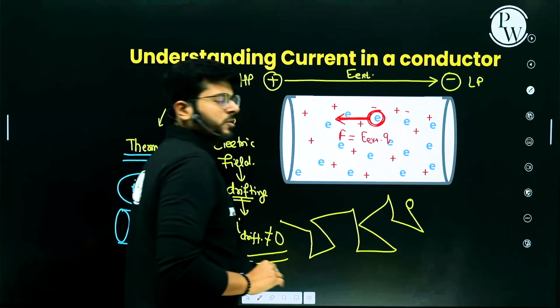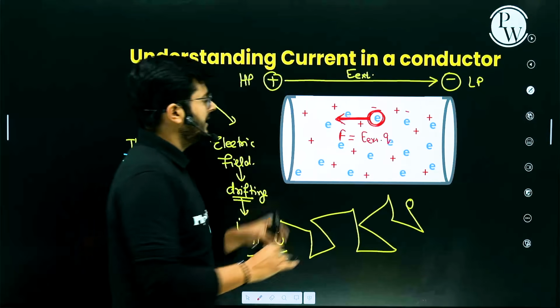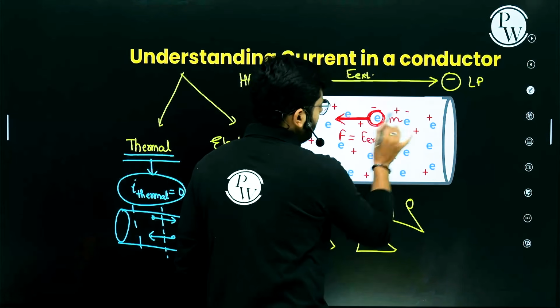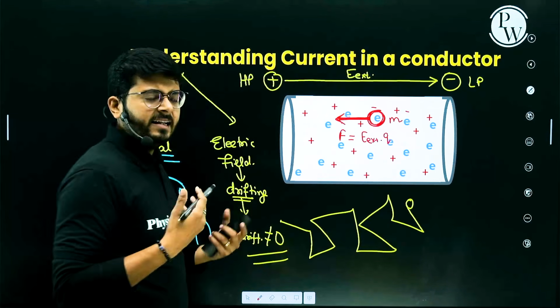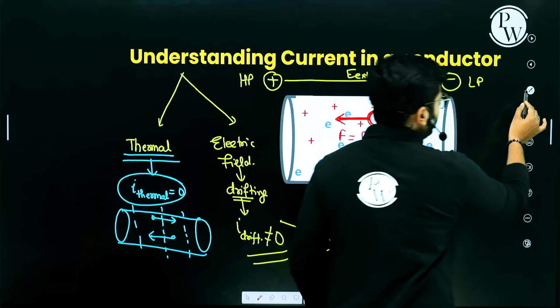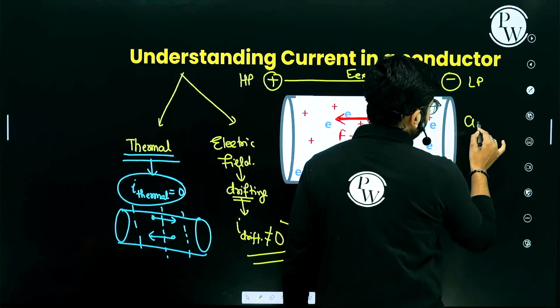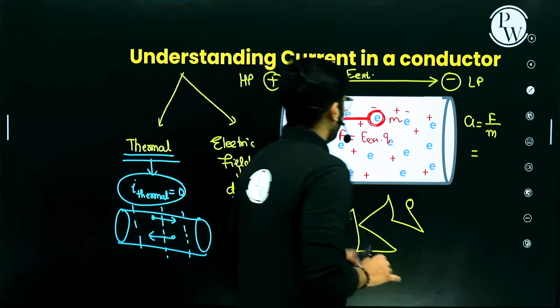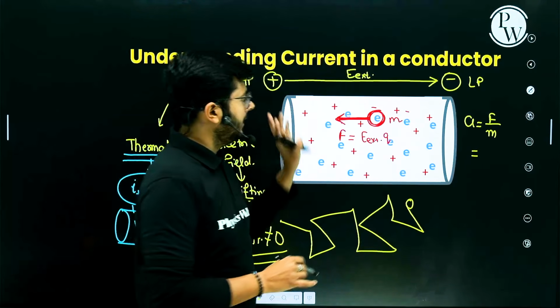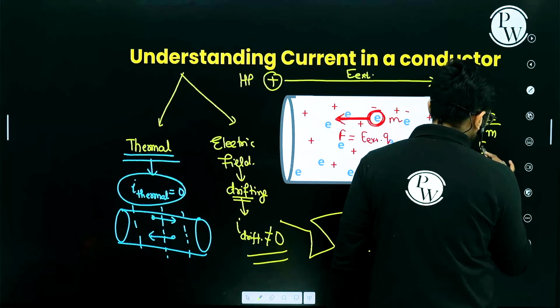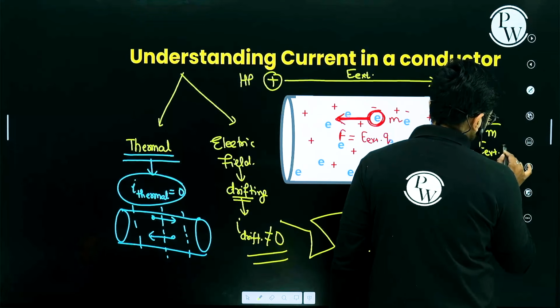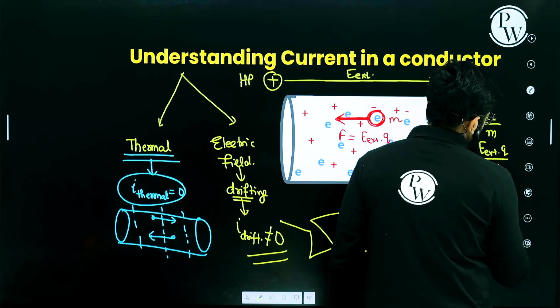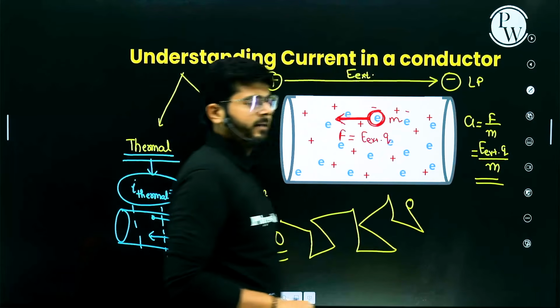Yes or no? This much force is applied, and the mass of the electron is m. So what will happen? It will get an acceleration, right? It will be accelerated. So what will be the acceleration? Force per unit mass. What is force? EQ upon m. Right? This is going to be the acceleration, right? Now think about it.